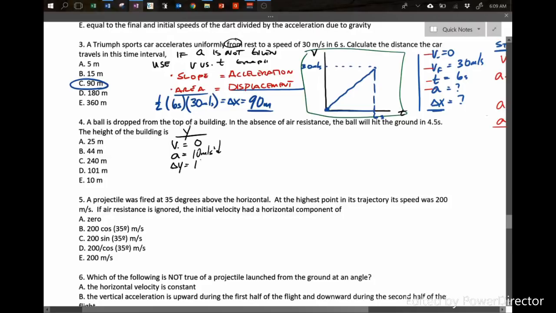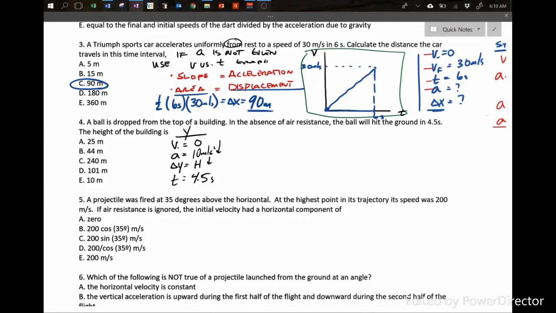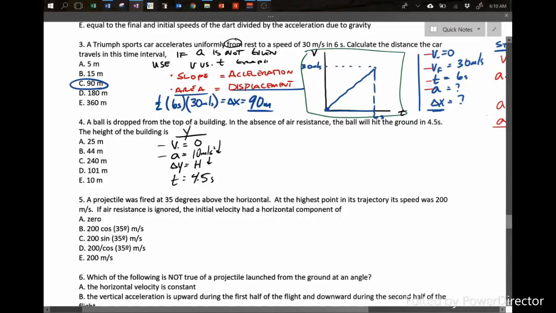My delta y is the height of the building down. And the time it takes to fall is 4.5 seconds. So here we're just solving for delta y. It's one step. We have initial velocity, acceleration, delta y, and time. Delta y is initial velocity times time plus 1/2 the acceleration times time squared.